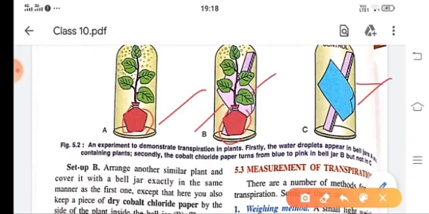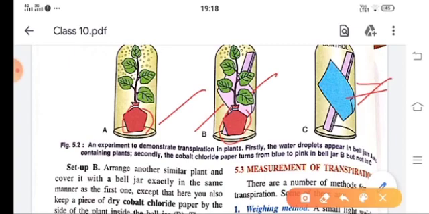And in this also one modification is done. Cobalt chloride paper is taken. Now this cobalt chloride paper, when it comes in contact with moisture, turns pink. It is blue in color, it turns pink. And here also we have taken cobalt chloride paper. Okay, children, so here the potted plant is there.